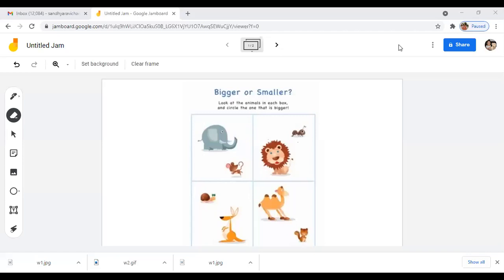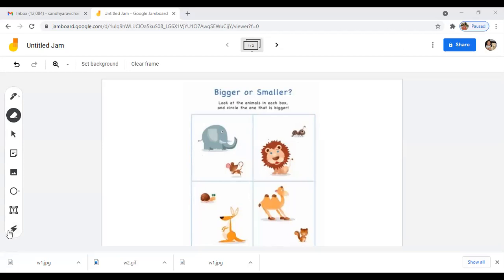Can we all do some worksheets now? Okay. Can we all see the first worksheet here? This is about bigger or smaller. Look at the animals in each box and click the one that is bigger. So what should we do? We have to see and say which is bigger.